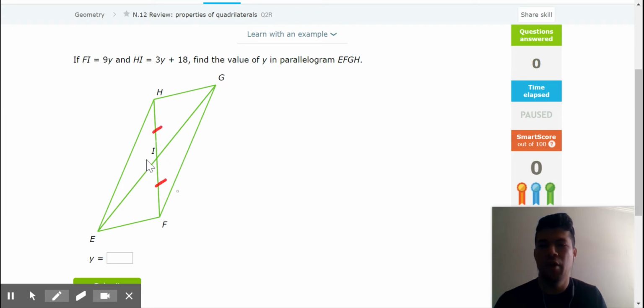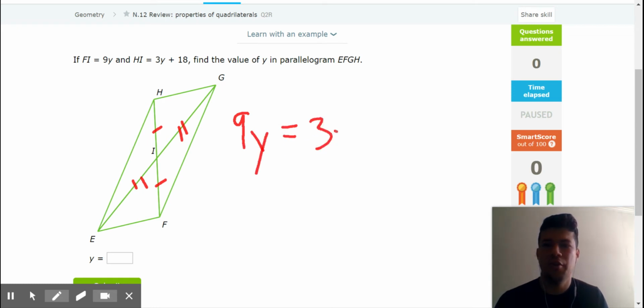So one thing that we need to know, one of our three main ideas of parallelograms, is that diagonals bisect each other. In other words, those segments are going to be of equal length. So what I can do is set both expressions equal to one another. That's exactly what I'm going to do right now. So I'm going to say 9y equals 3y plus 18.